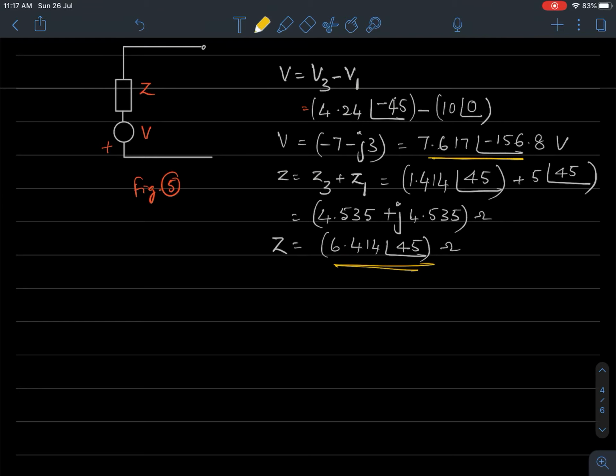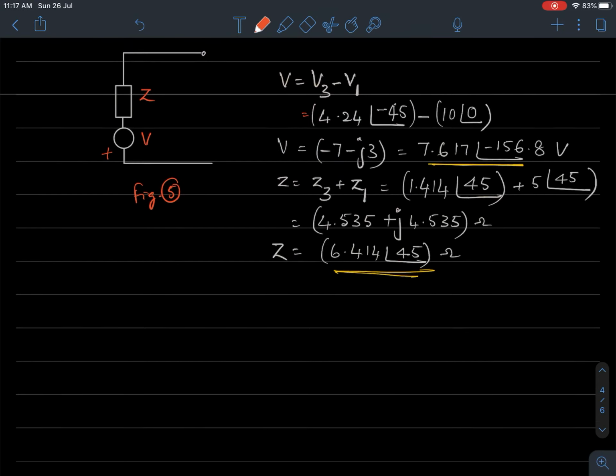Okay, this thing is V, this thing is Z. So I will have to put these values in the figure. V, I'm getting it as 7.617 at an angle minus 156.8 V. Then Z equal to 6.414 at an angle 45. So many ohms. All right.